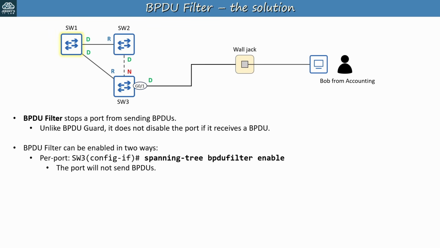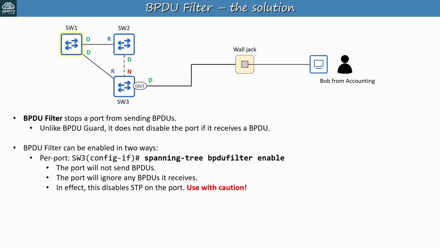With BPDU Filter enabled, the port will not send BPDUs. On top of that, the port will ignore any BPDUs it receives. Basically, this disables STP on the port, and for that reason, you should use it with caution, in bold red letters. PortFast enabled on the wrong port can cause temporary layer 2 loops. But BPDU Filter enabled on the wrong port can cause permanent layer 2 loops, and is a great way to cause a broadcast storm and bring down the network. STP is a key protocol for preventing loops, so disabling it on a port can be very risky.